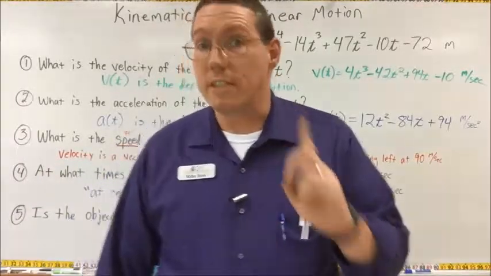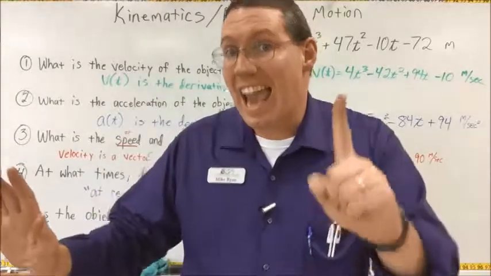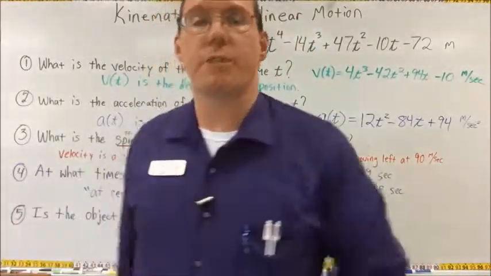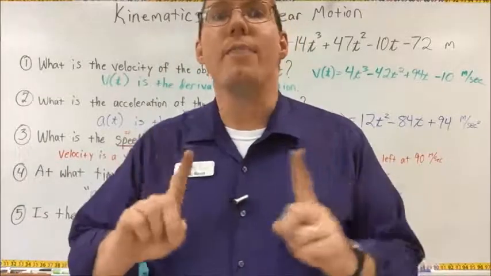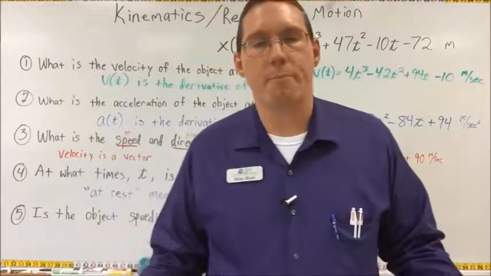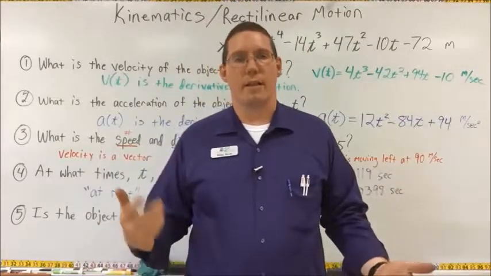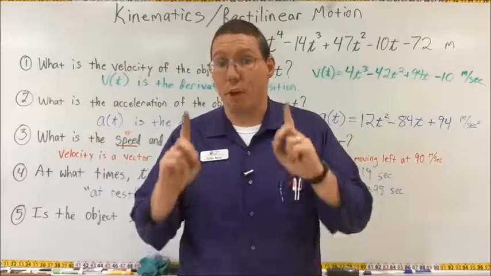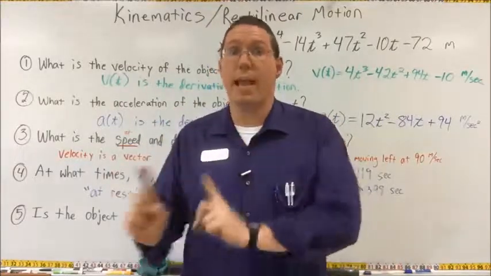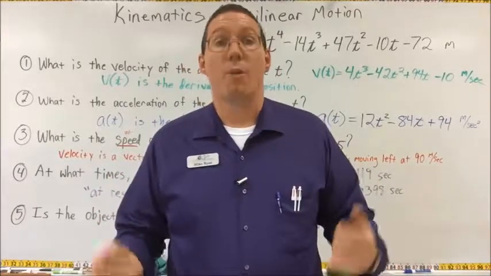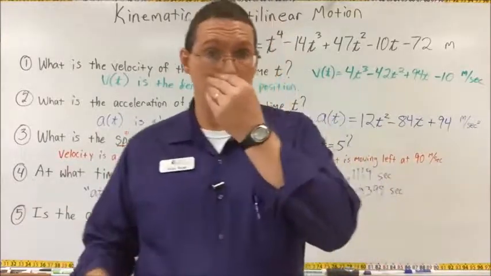So when velocity is negative and acceleration is also negative, the object is going to speed up in the opposite direction, in the negative direction. So here's what I mean by that. Whenever velocity and acceleration have the same sign, if they are both positive or both negative, then the object is speeding up. On the other hand, the opposite is also true.